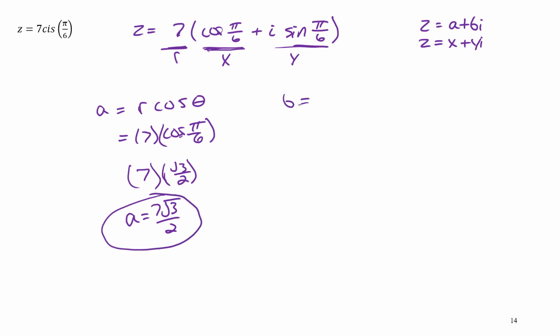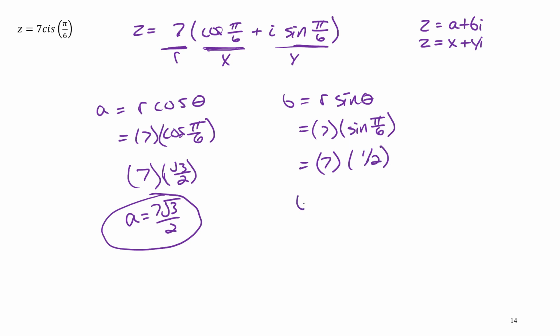Our b, we can write as r sine theta. We know that our r is 7, and our sine is sine of pi over 6. Looking at the unit circle, you'll see that sine of pi over 6 is equal to 1/2. And b would equal 7/2.